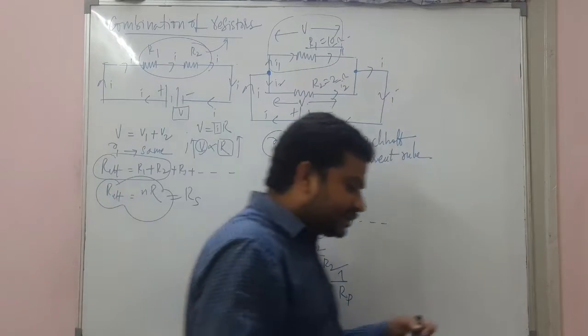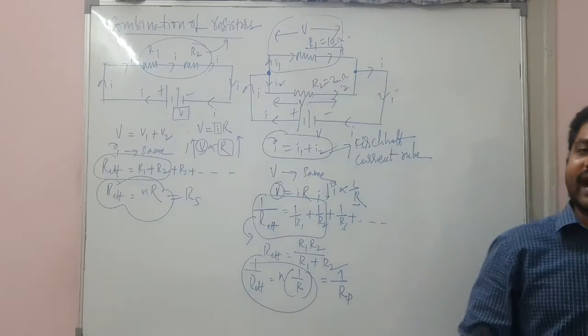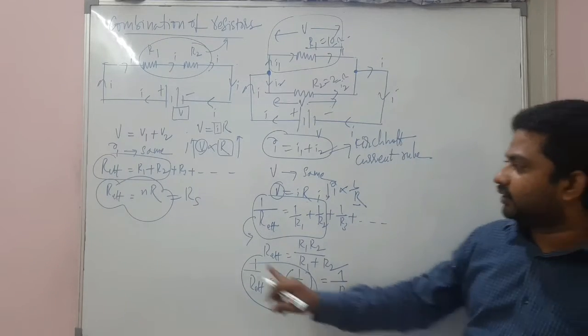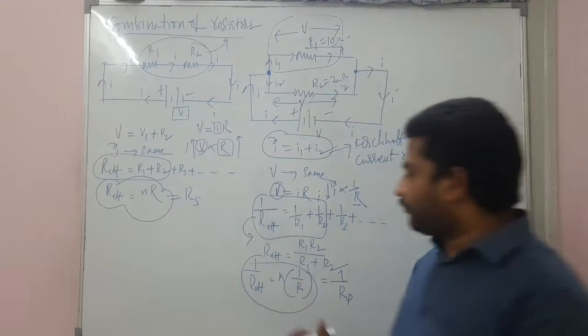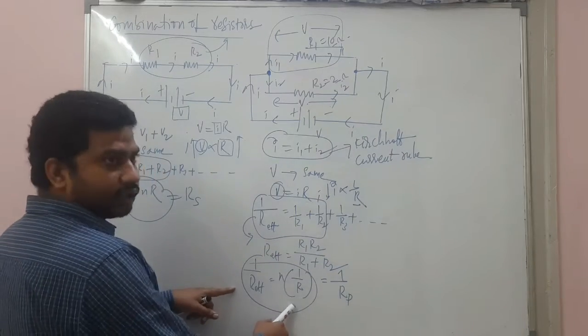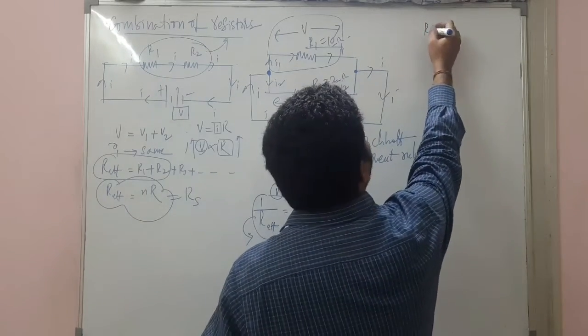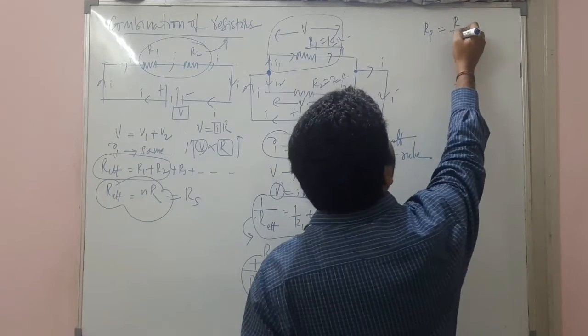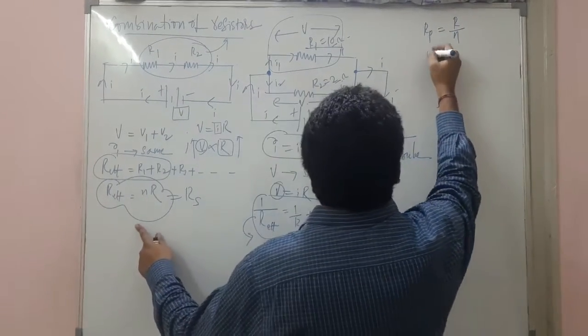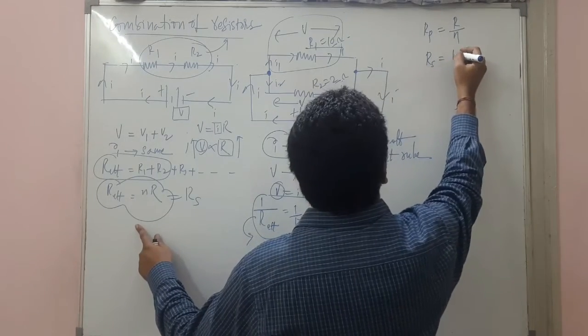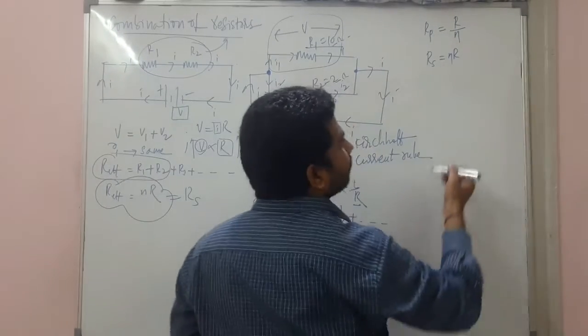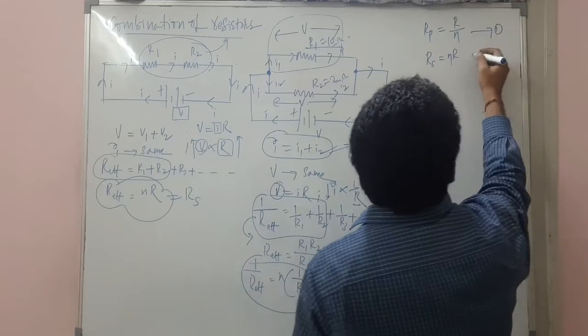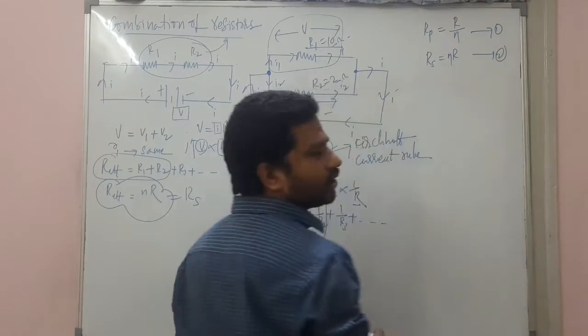In some of the years, in CET exams and NEET exams, there is a direct question based on this. So from here, what can you write? R suffix P is equal to R by N. And from here, R suffix S is equal to N into R. So if you divide these two, this is equation number 1 and equation number 2.